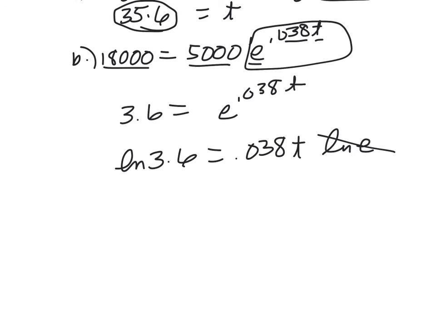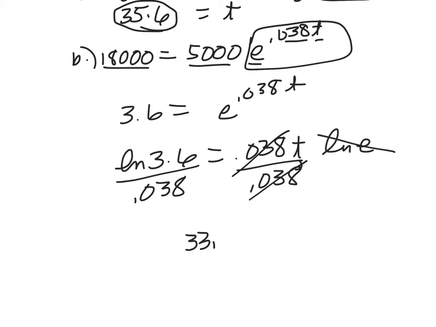And now we can divide both sides by 0.038. Get those to cancel. If I take the natural log of 3.6 and divide it by 0.038, I get 33.7 years. So it only gets you there a tenth of a year quicker than it did compounding monthly.